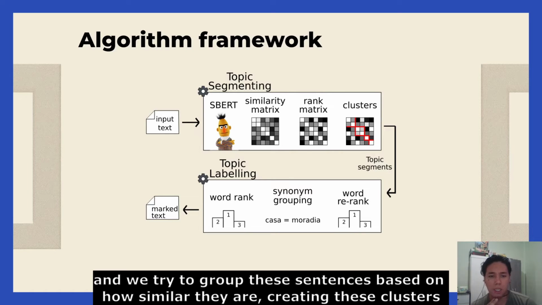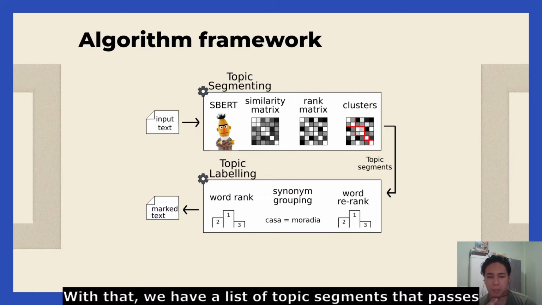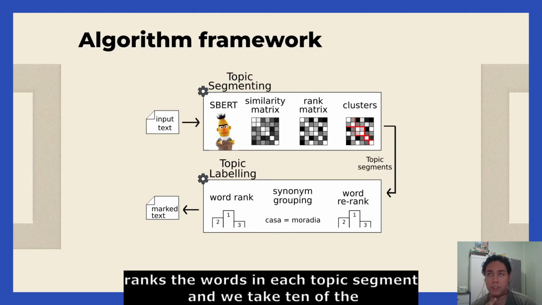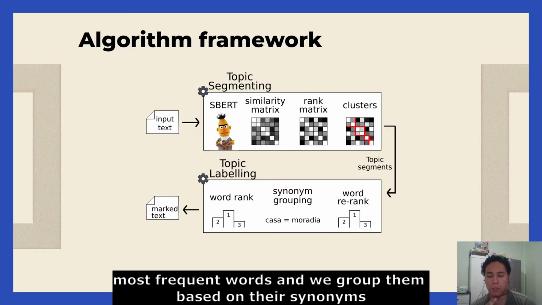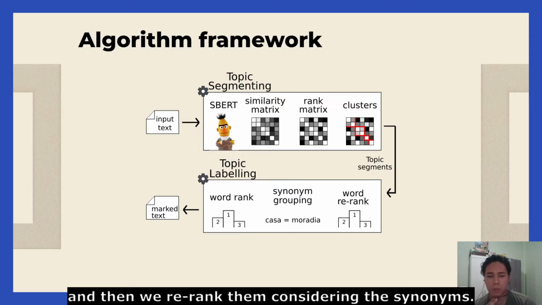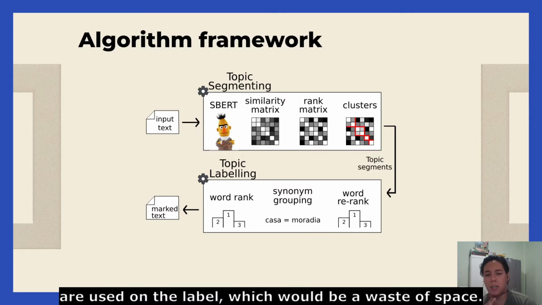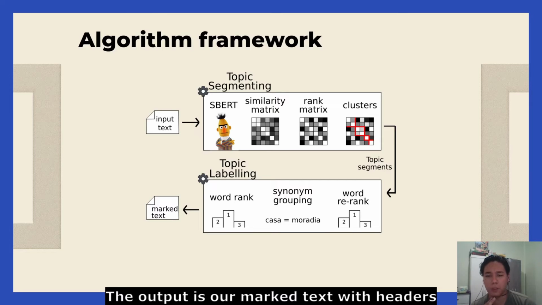creating these clusters. And with that, we have a list of topic segments that's then passed through the topic labeling algorithm, which basically ranks the words in each topic segment. And we take 10 of these, the most frequent words, and group them based on the synonyms. And then we re-rank them considering the synonyms. This is done so we can avoid cases where two words with very close meaning are used on the label, which would be a waste of space. And then the output is our marked text with headers.